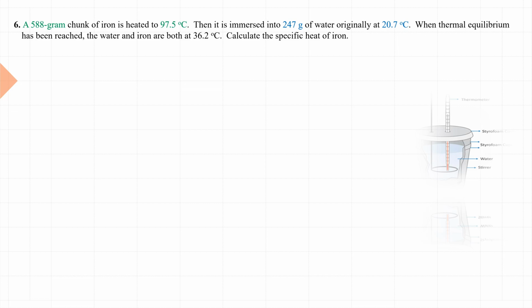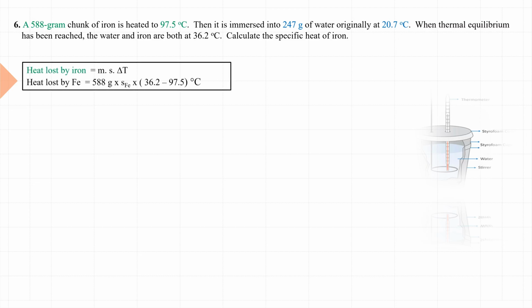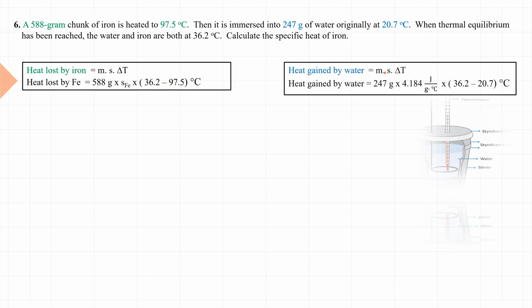The same concept we used in the previous question, question number 5, we need to apply here. The heat lost by the chunk of iron is gained by the water. Finally, both the chunk of iron and the water come to the same temperature of 36.2 degrees Celsius. This is the heat lost by iron: iron mass times specific heat of the iron times temperature change. The final temperature is 36.2 minus the initial, it was heated to 97.5. So final minus initial.